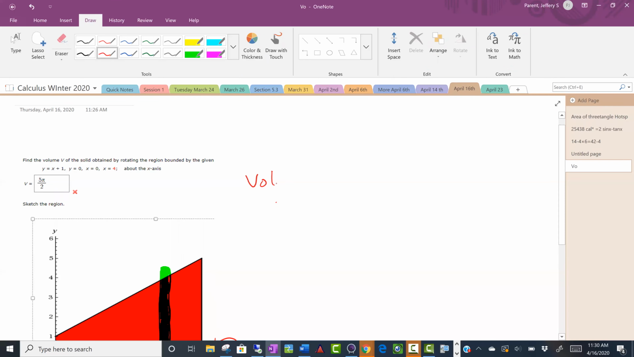So the volume of one puck. Now let's put hockey in there.